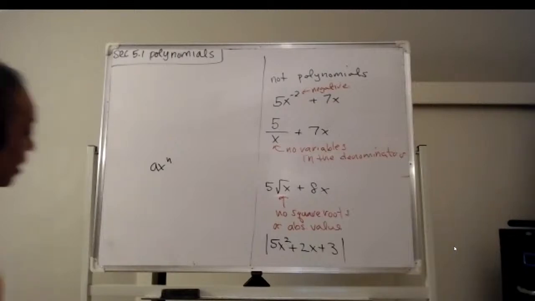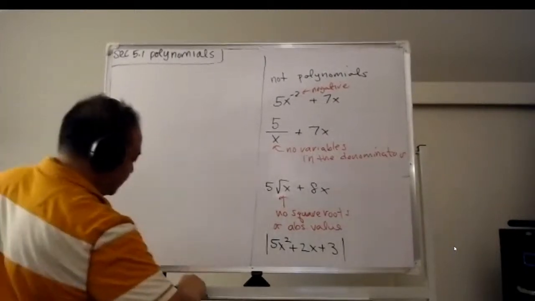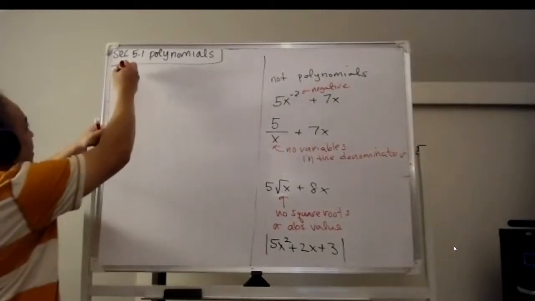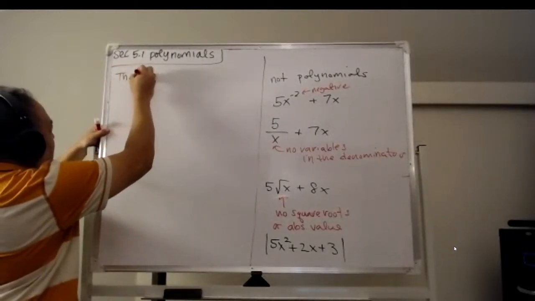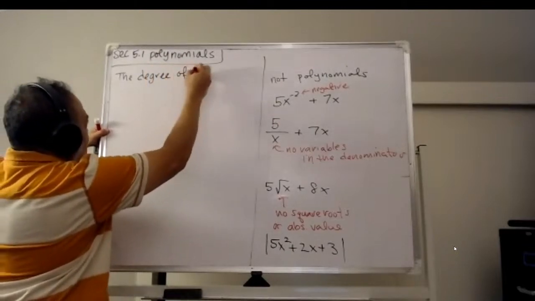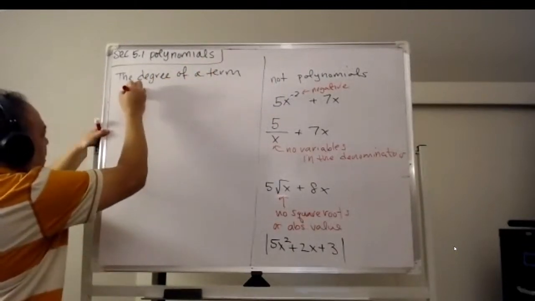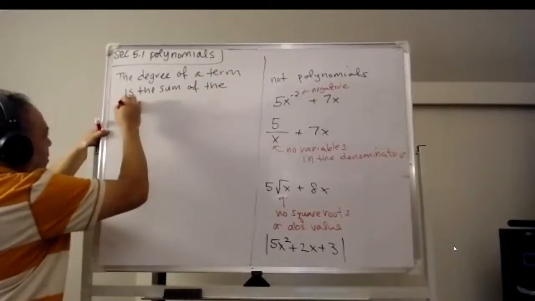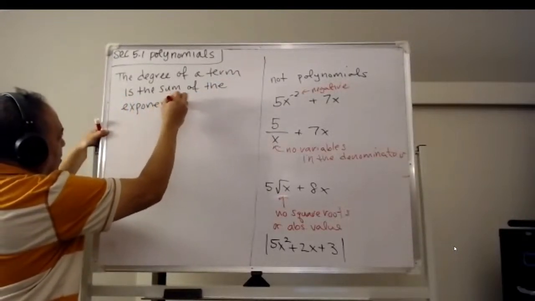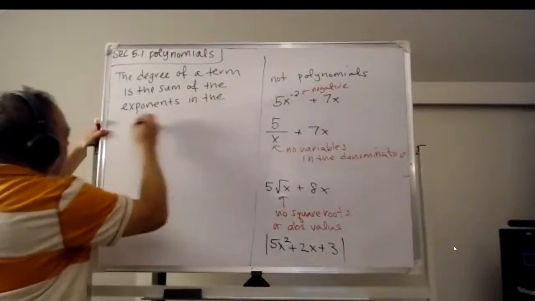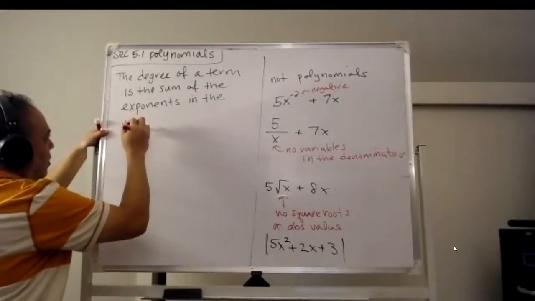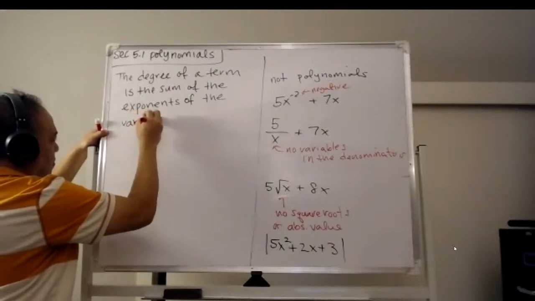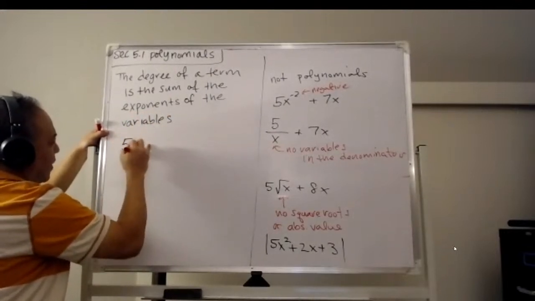Okay. Now let's go to this idea of degree. Now I'm just going to tell you what the rule is for finding degree, and then I'll explain why that's important. The degree of a term is the sum of the exponents of the variables. Okay. Now it's easier if I just show it to you.